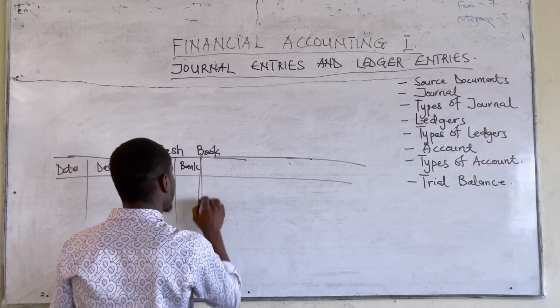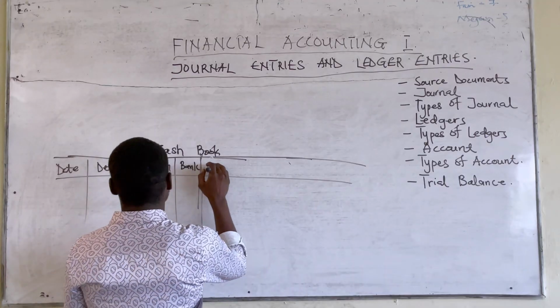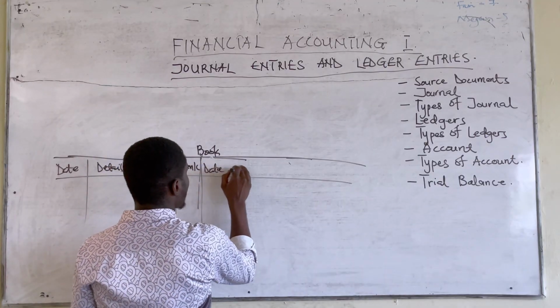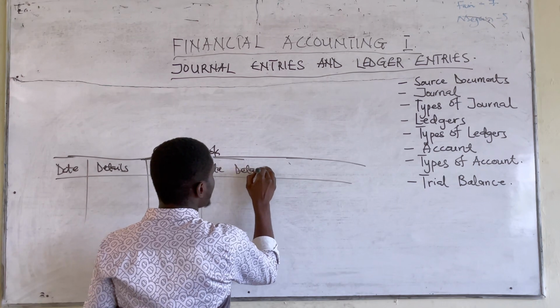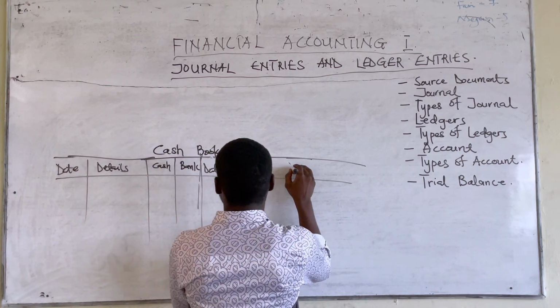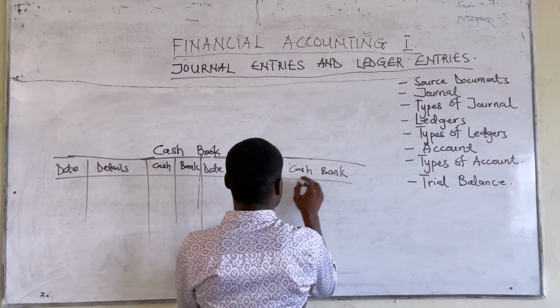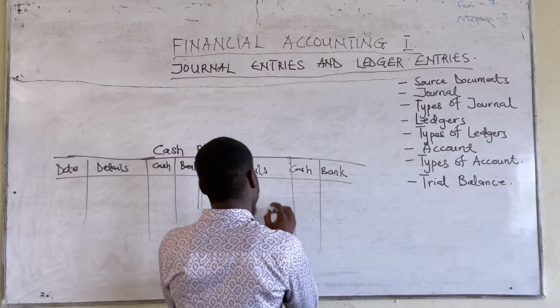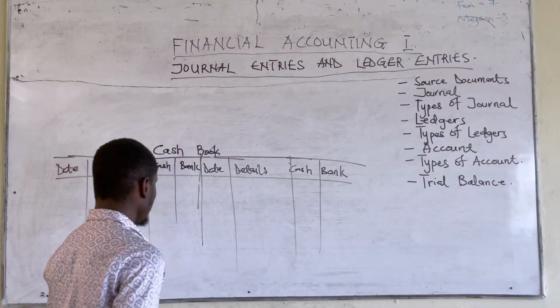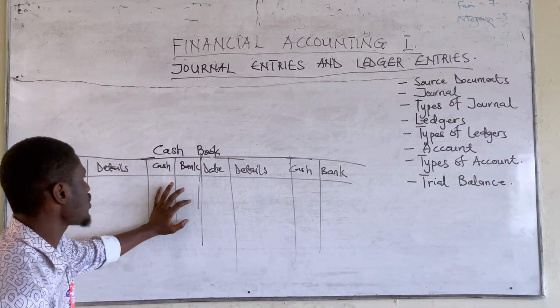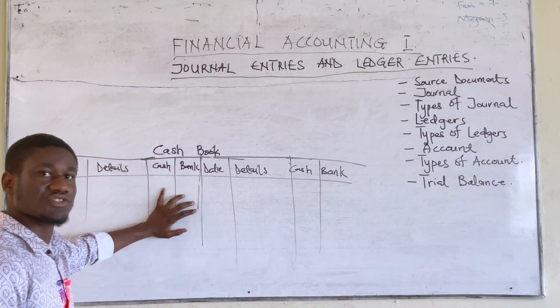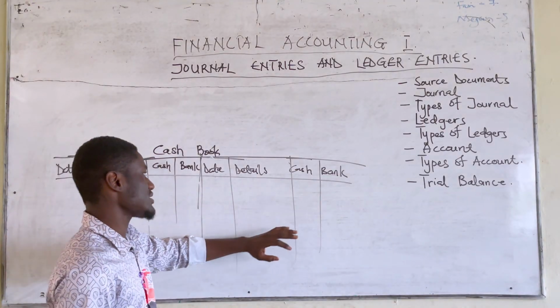Same to the credit side. The date to be here, details, cash here, then bank here. See, same to our credit side. Good. So you could see that it records both the cash transactions and bank transactions.